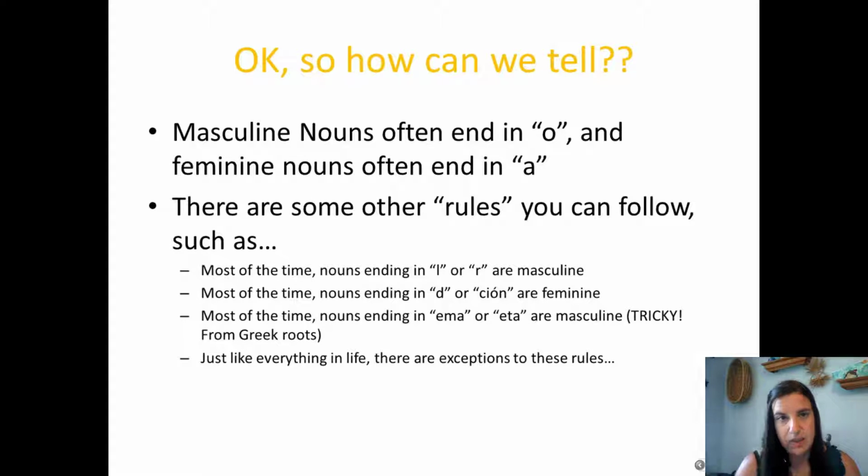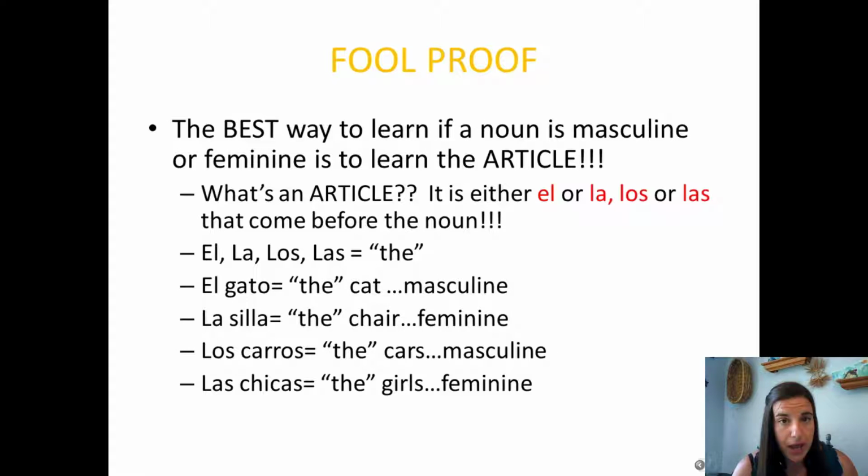And of course, just like everything that you'll find in this class and pretty much life itself, there are always going to be exceptions to the rules. So I could sit here and say you need to commit all of these rules to memory, and when you encounter a noun, a person, place, or a thing in Spanish, you need to know if it is masculine or feminine based on these rules. But there has to be a foolproof way. It's much more simple than memorizing, well, if it ends in this, and if it has that, or if it's from Greek. Those are all secondary rules. I'm going to show you one way to determine foolproof every time if a noun is masculine or feminine.